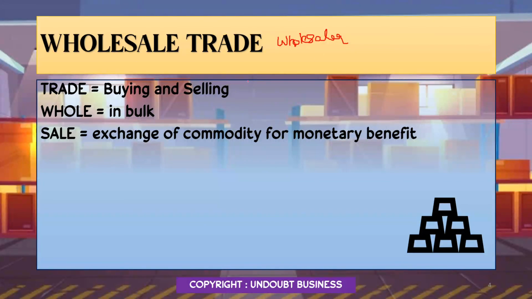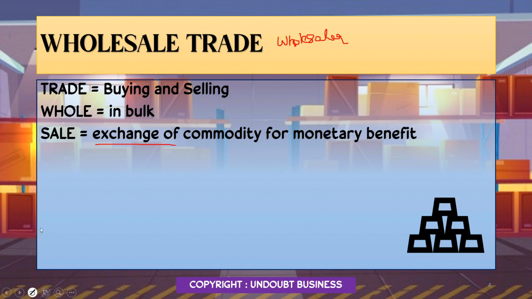Okay. Now, a person who is engaged in wholesale trade is a wholesaler. What is the work of a wholesaler? The wholesaler will purchase a particular commodity in bulk quantity, in huge quantity, right? And he will further sell it. Now, what is sale? Sale is the exchange of the commodity for monetary benefit, right?